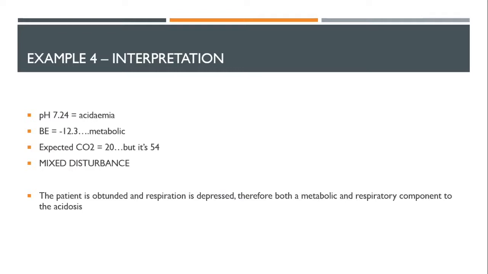So there is a metabolic component. And if we use the Winter's equation for the expected CO2, we calculate it as being at 20 millimeters of mercury. But this patient has a PCO2 of 54. So there's no appropriate compensation for the metabolic disturbance that's present. So this patient must have a mixed disturbance. And the most probable explanation is that it's an obtunded patient and respiration is suppressed. So a metabolic and a respiratory component are both responsible for contributing to the acidemia that's present.